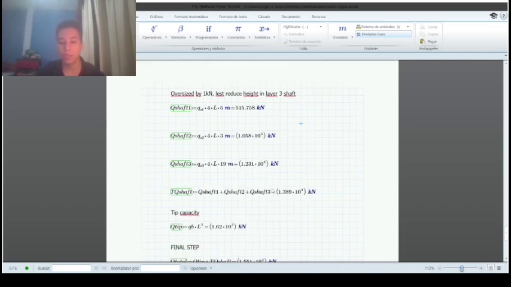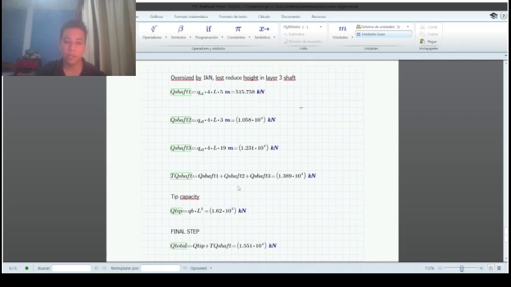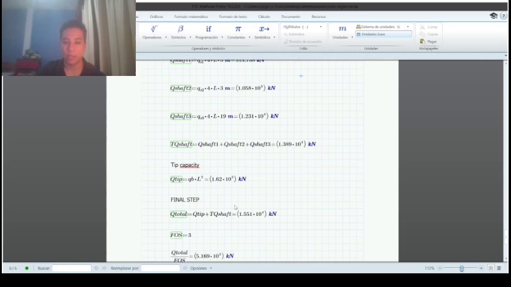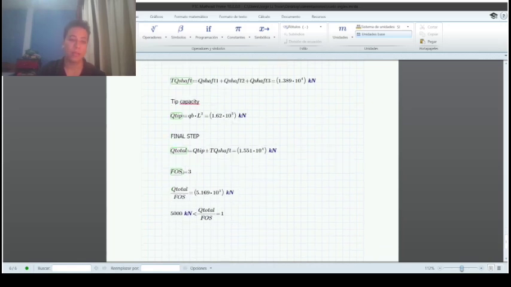So, this result different. Tip capacity, you haven't changed nothing else, so the same. Final step, different result. Same factor, but now our whole load divided by the factor 5.2 kilonewton per thousand. So it works and it's not oversized, so it's a good solution.